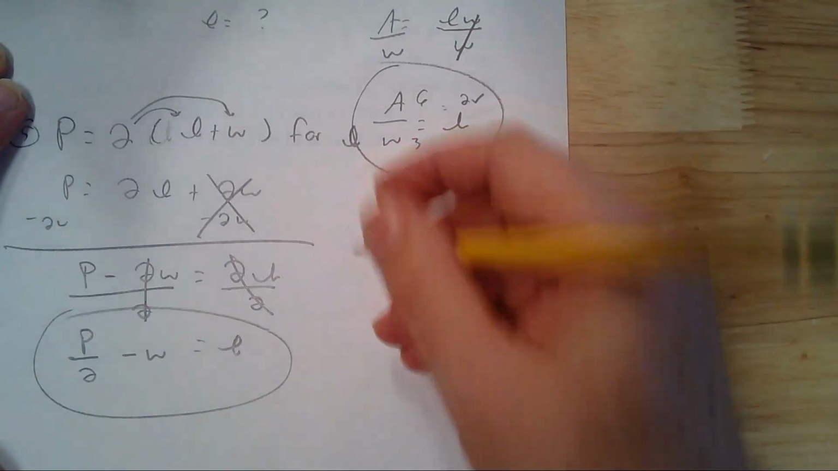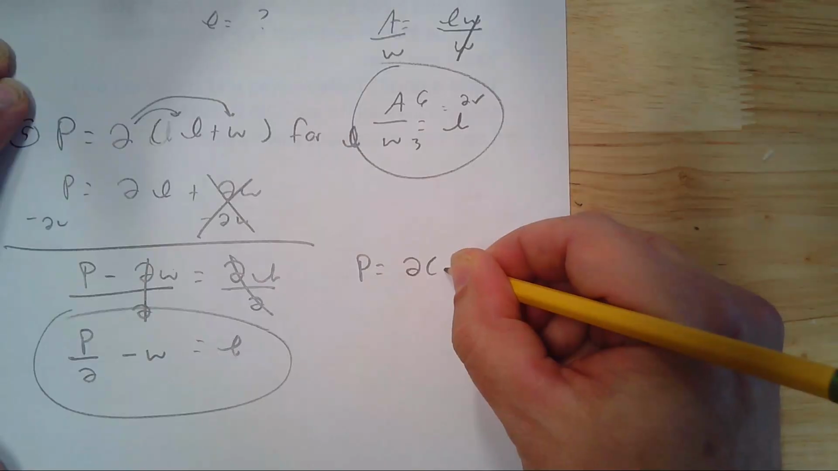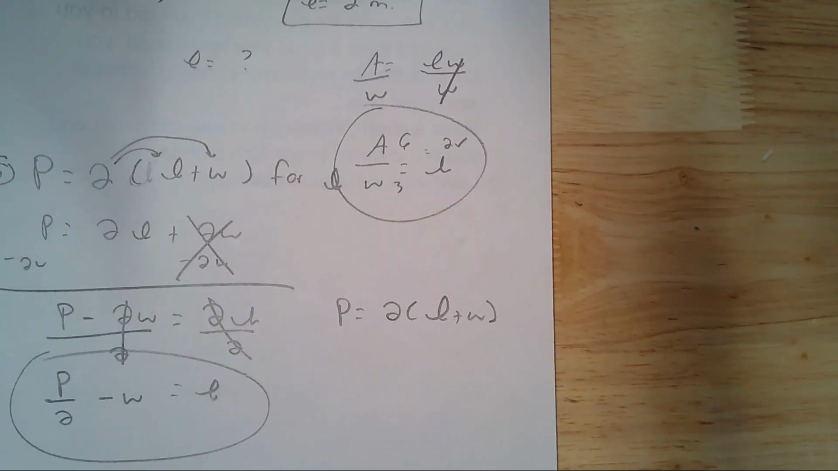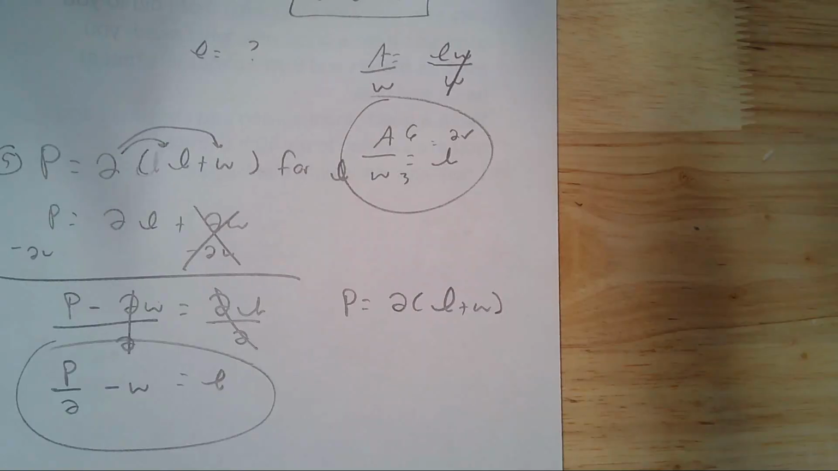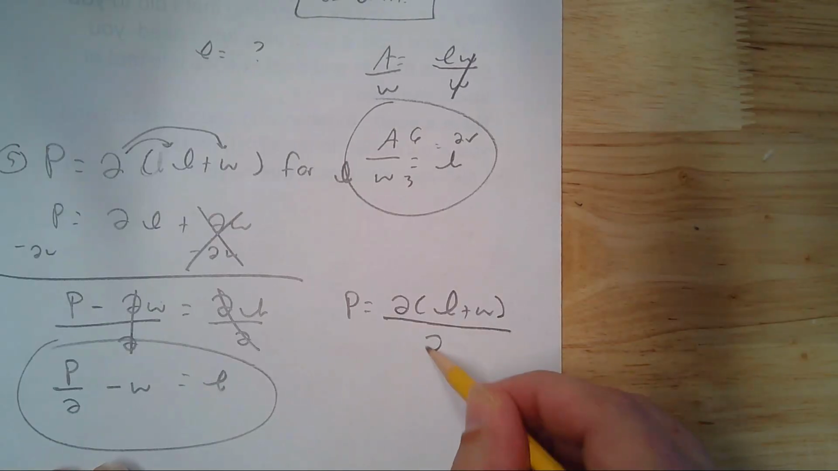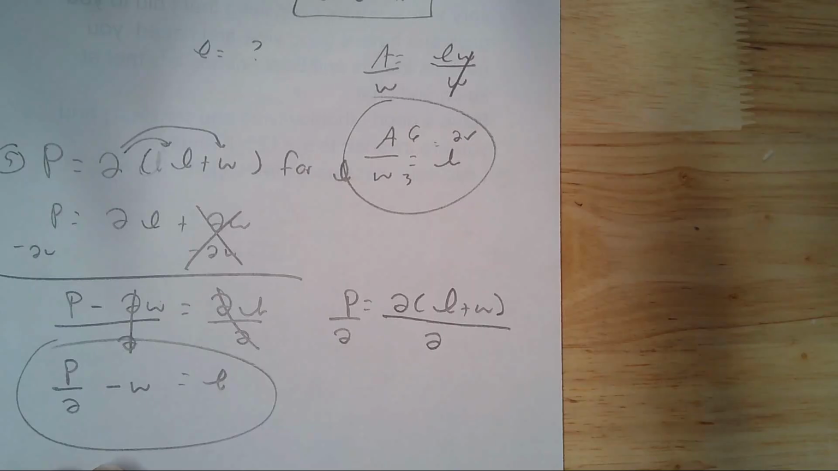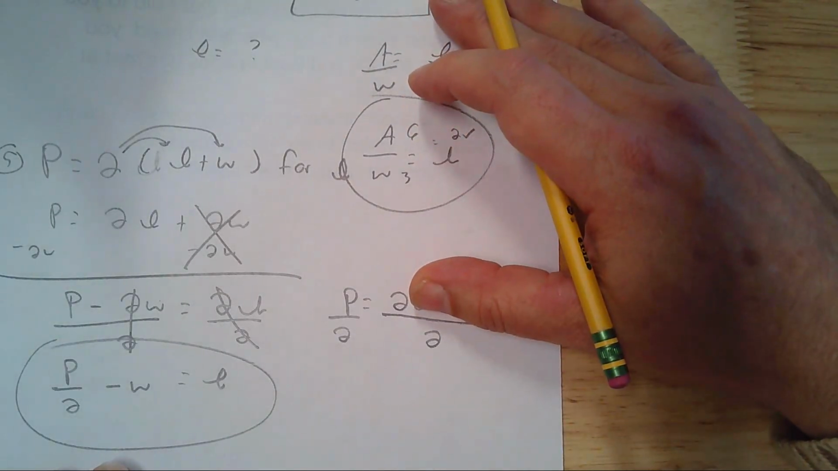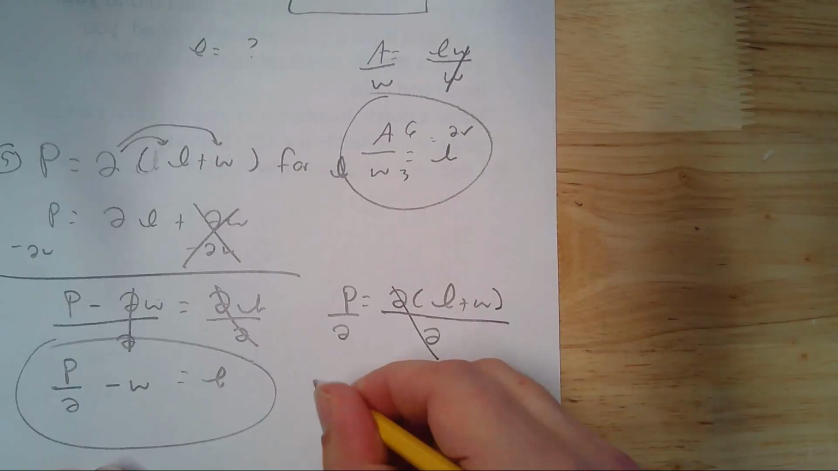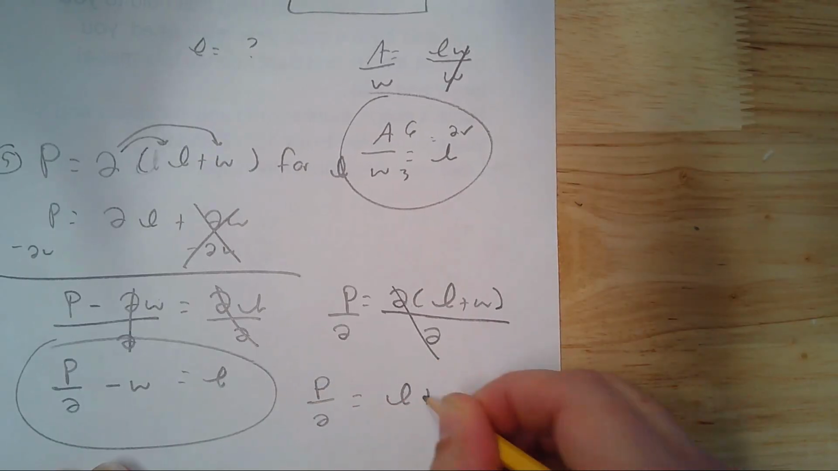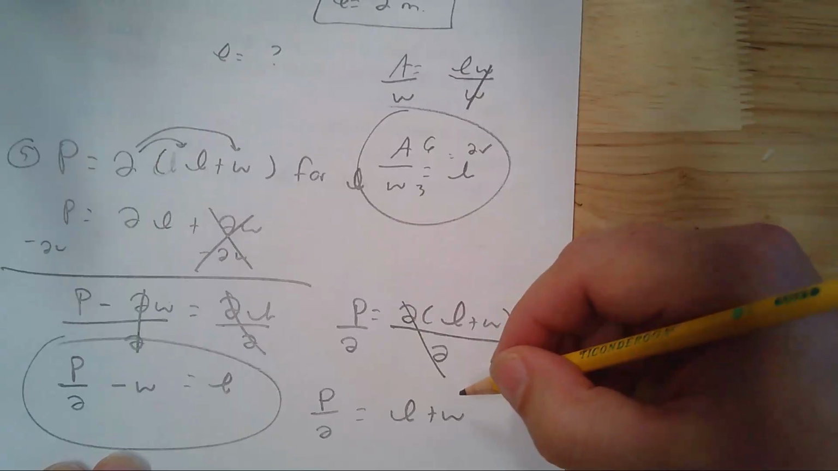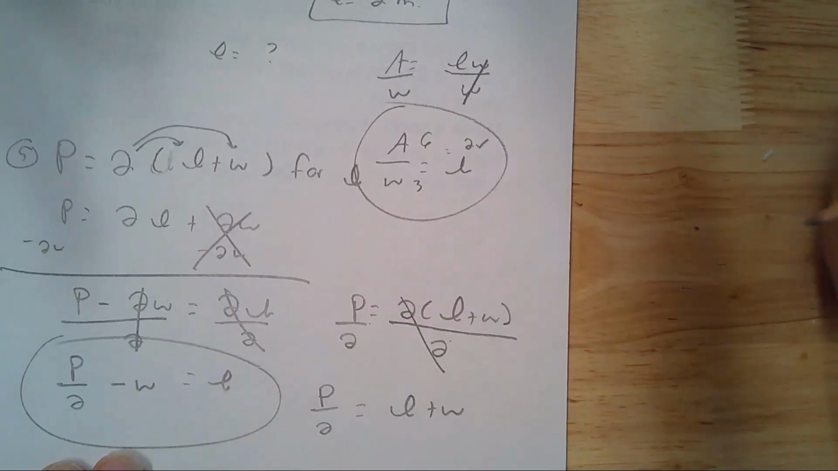Another way I could have done this one, same one here, and this would be a faster way. What could I do first? I could divide everything by 2 first because this is sitting outside of the box. Basically, I just have a fraction here, 2 over 2, so that cancels out. I still got the P over 2, but now I have P over 2 equals length plus width, right? Whatever I do on one side, I got to do the same thing to the other.